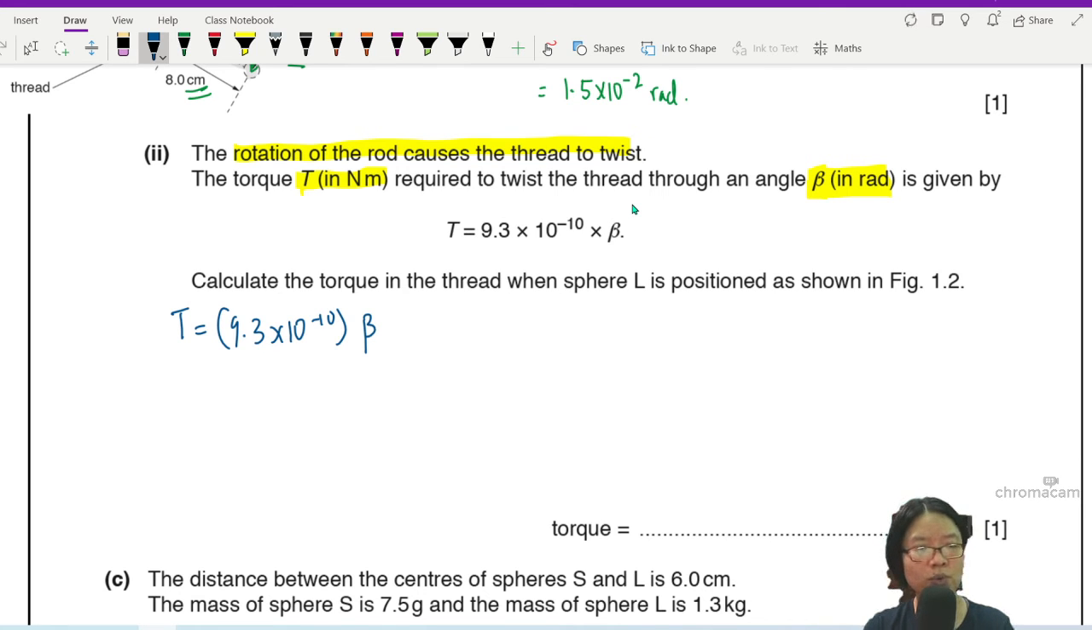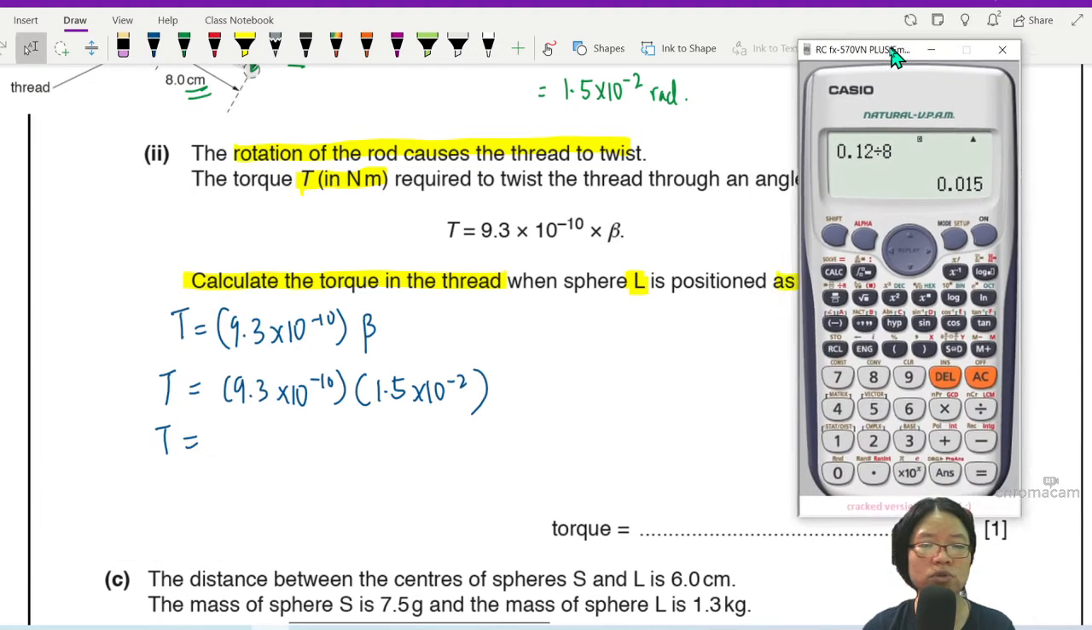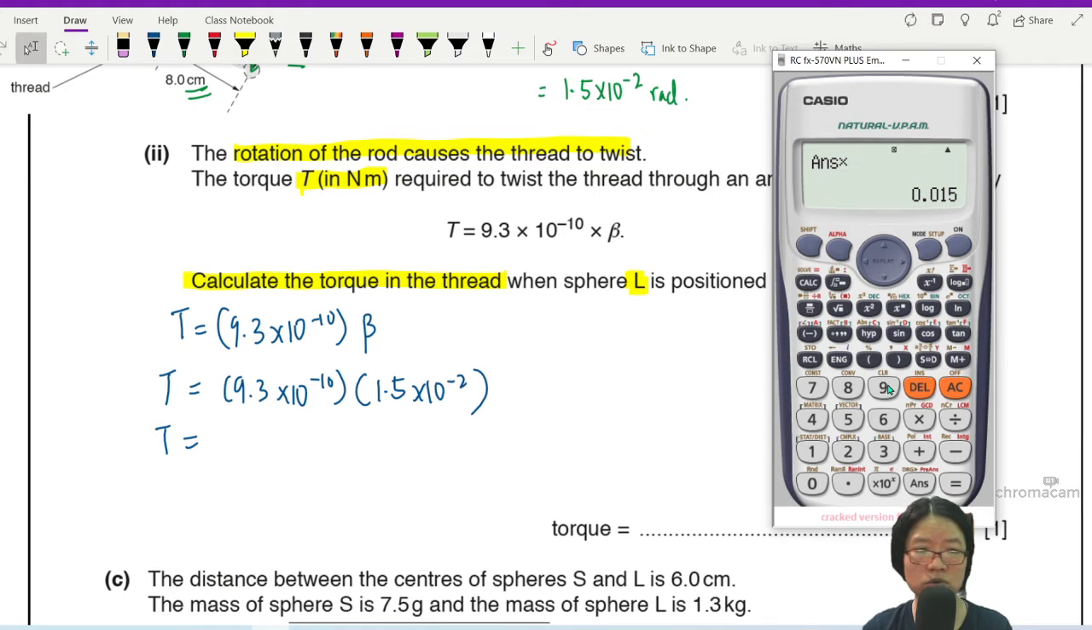So we want the torque through the angle that we just calculated, because the question says calculate the torque in the thread when L is positioned as shown in the figure. So as shown in the figure, we already calculated the angle, 1.5 times 10 to the power of -2. So we can just put these two together. Ding. Notice that I never cancel my answers, and when I don't do so, the whole question becomes very smooth. I'm going to key in this one again. Okay, 1.395 times 10 to the power -11.